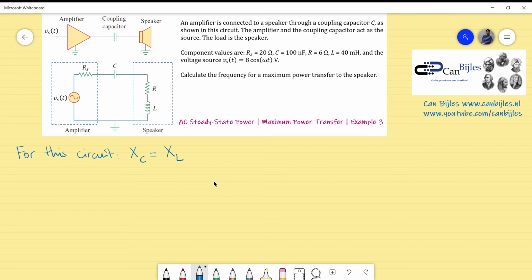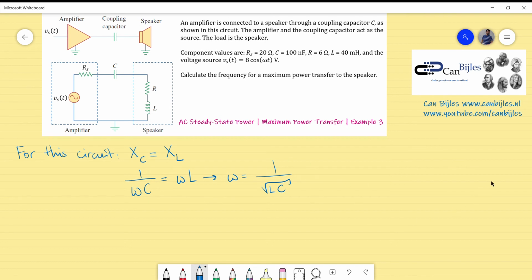So if I fulfill this condition and calculate the required frequency, then the example will be clear. So what we have is the following: 1 over omega times C, which is the expression for the X of C, is equal to omega times L. And if I rewrite this, I will get omega is equal to 1 over square root of L times C, which is a really familiar expression when you consider resonant circuits and RLC circuits.